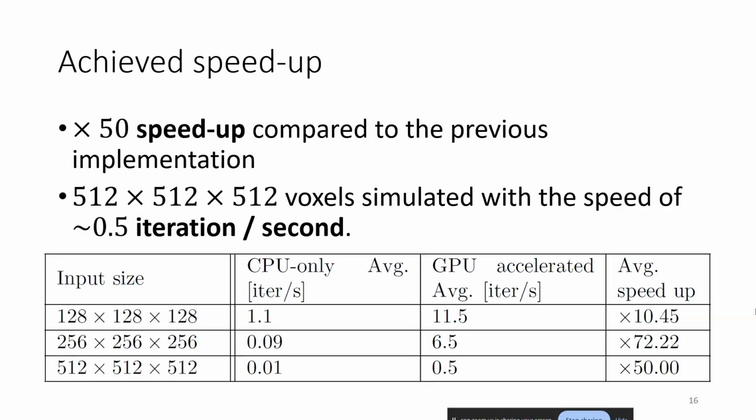With this all, I achieved a speed up of 50 times, so 50 times speed up as compared to the CPU implementation. Here I listed a few more details about the speed ups. This 50 times speed up is for the 512 cubed size or resolution.